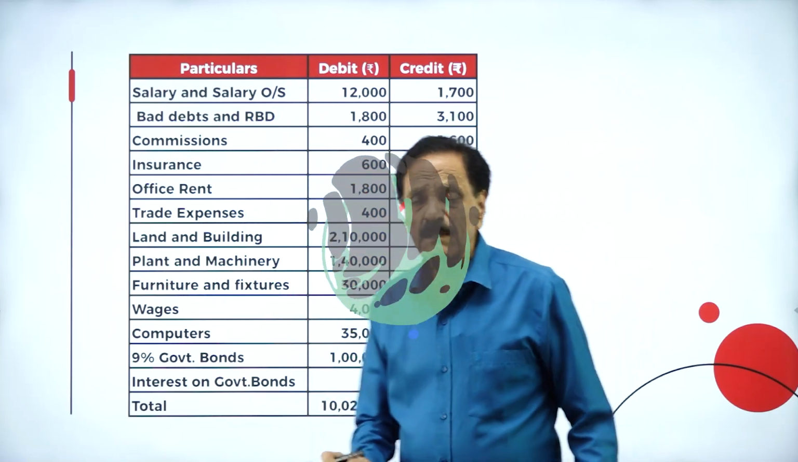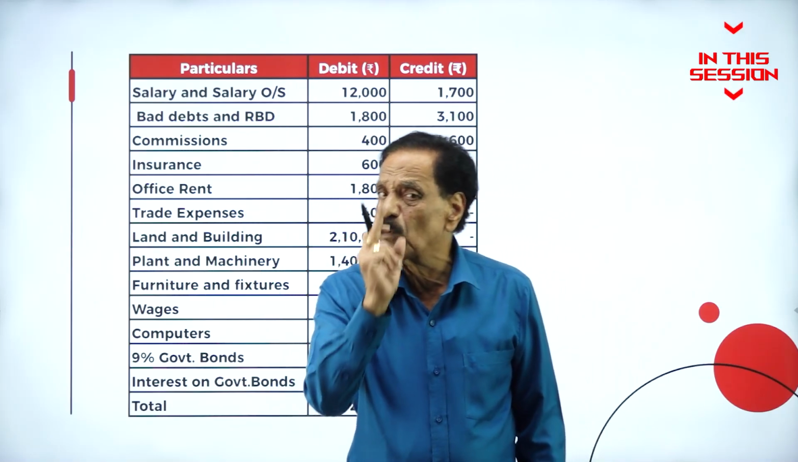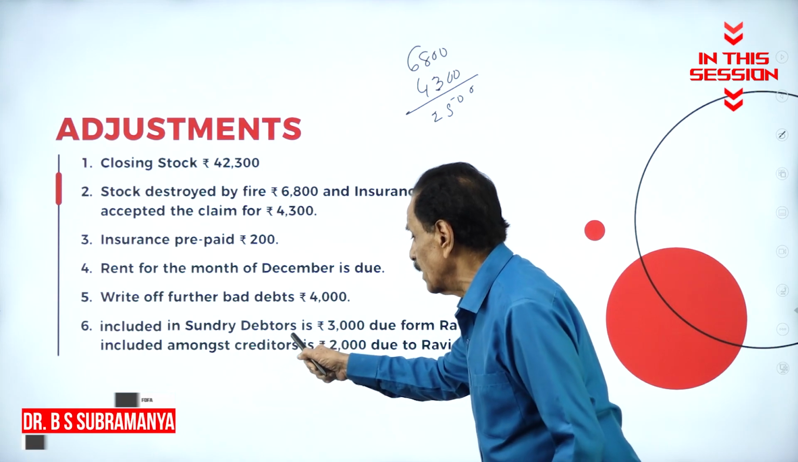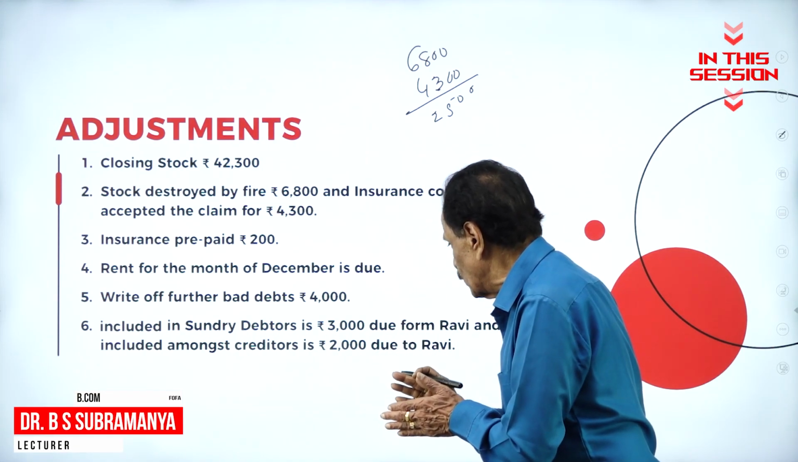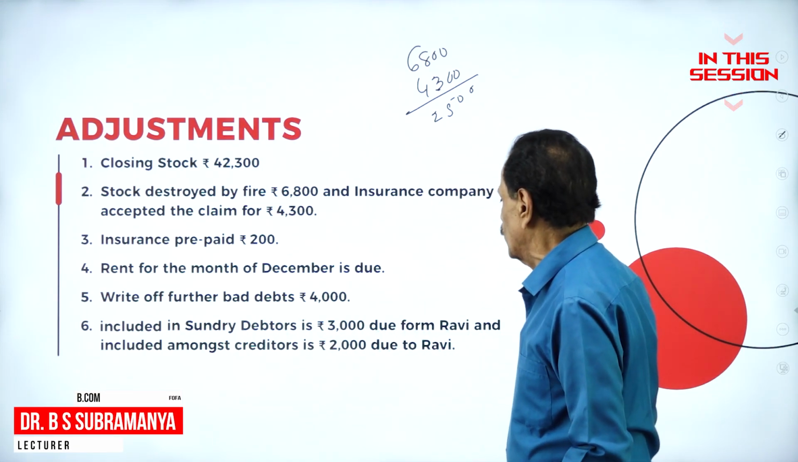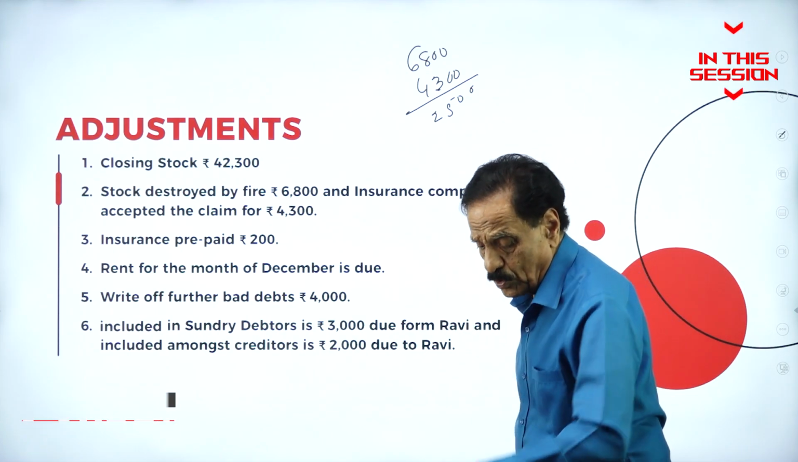So whatever items come in the trial balance should appear only once. Included among the debtors, we have to receive how much? 3,000. How much do you have to pay? 2,000. So there is a difference of 2,000.